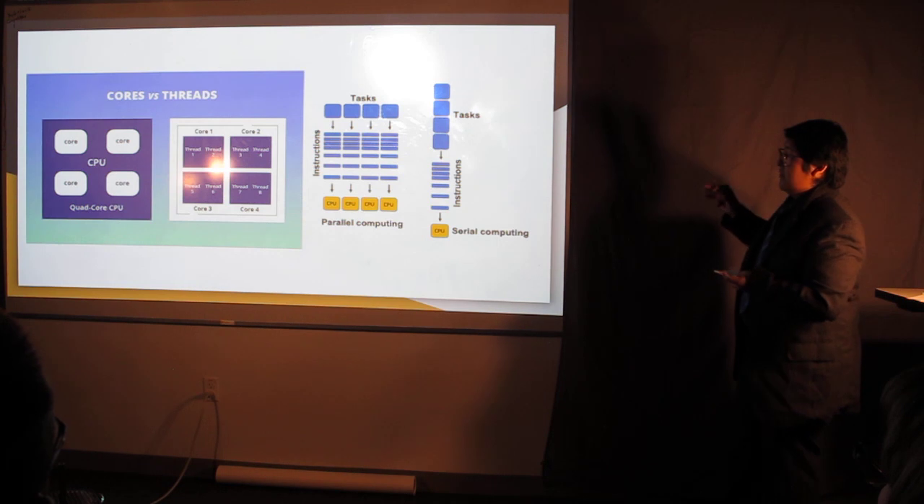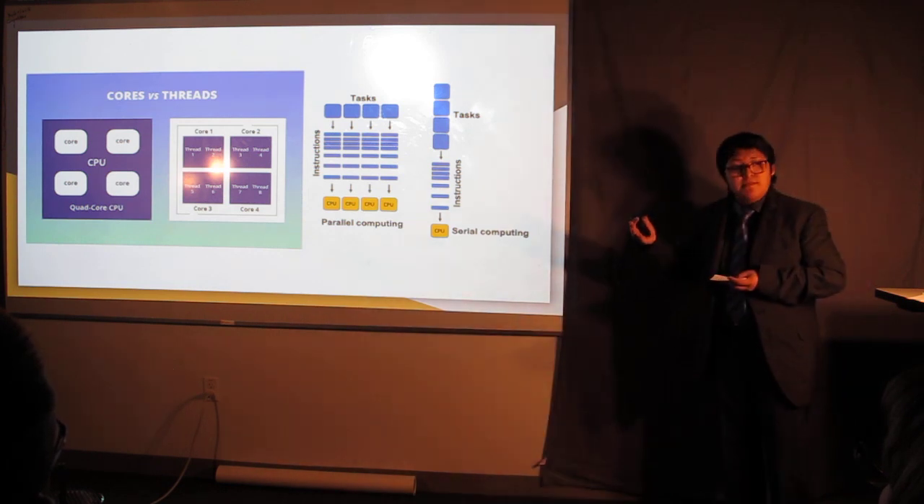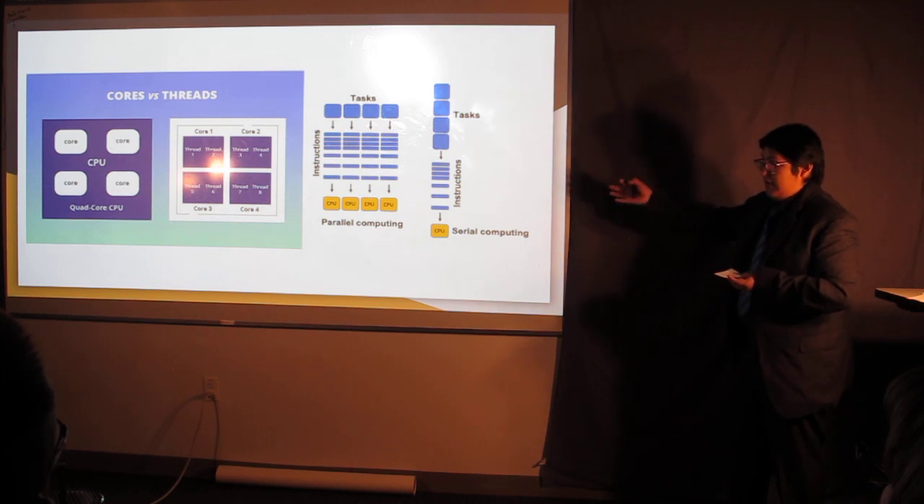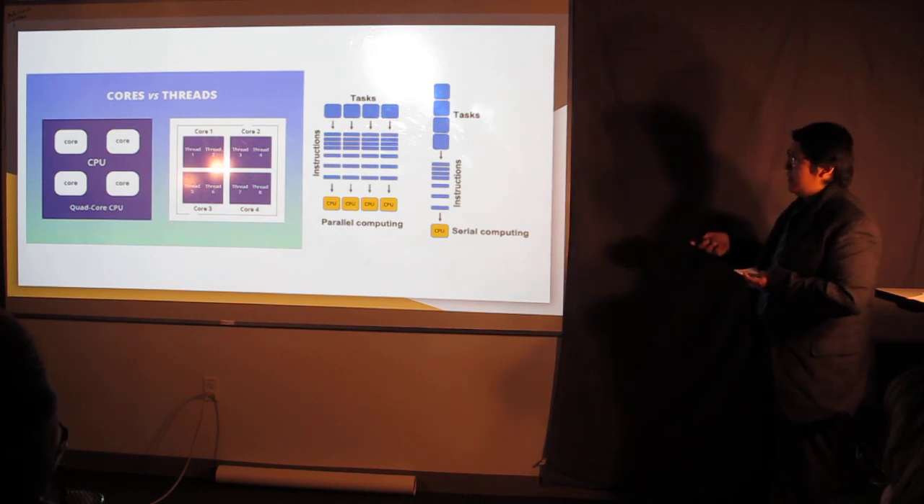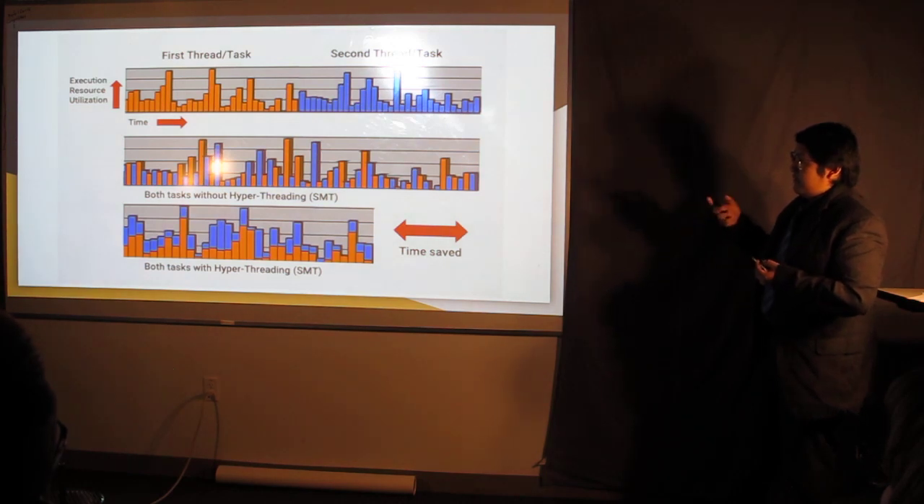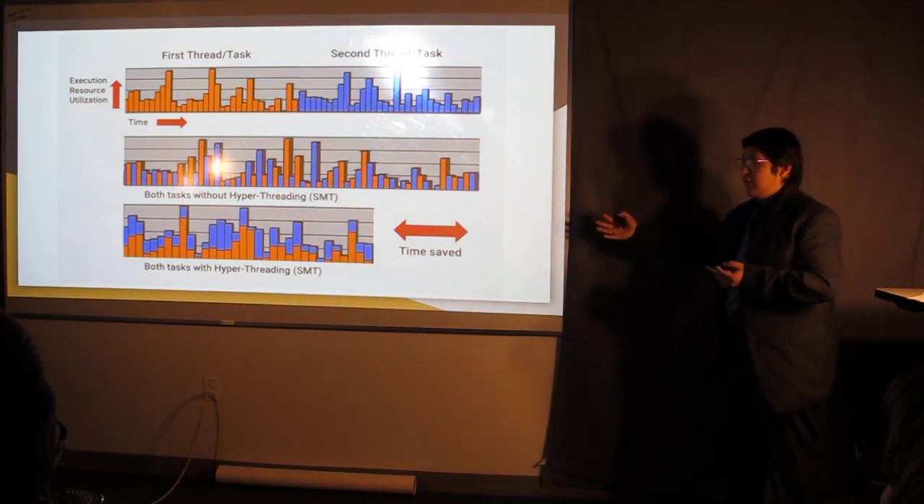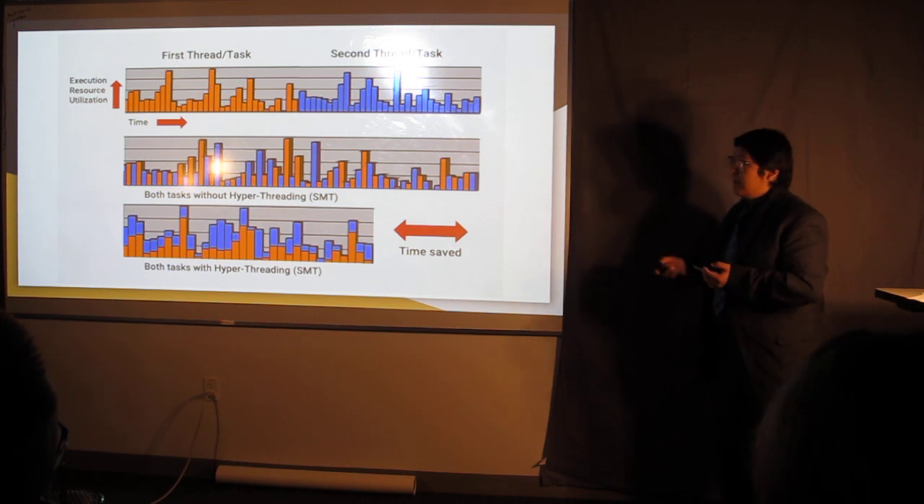On the left you have a quad-core CPU, four cores, each with its own threads, and parallel processing and serial computing, which I just explained. And that's another reminder of how it works together.